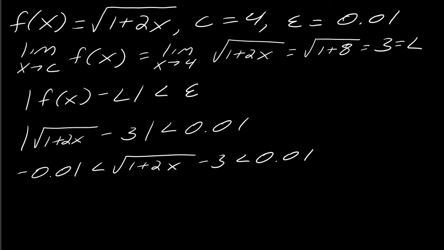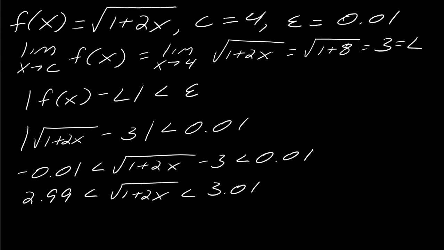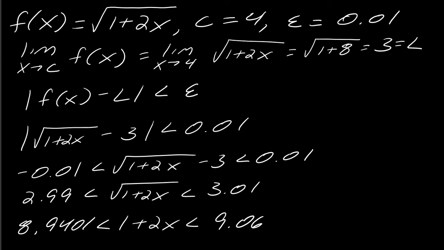And then I can add 3 to all sides. So I get 2.99 is less than or equal to the square root of 1 plus 2x, which is less than 3.01. And then if I square all sides, I'll get 8.9401, and I will get on the other side 9.0601. So let me make some space.